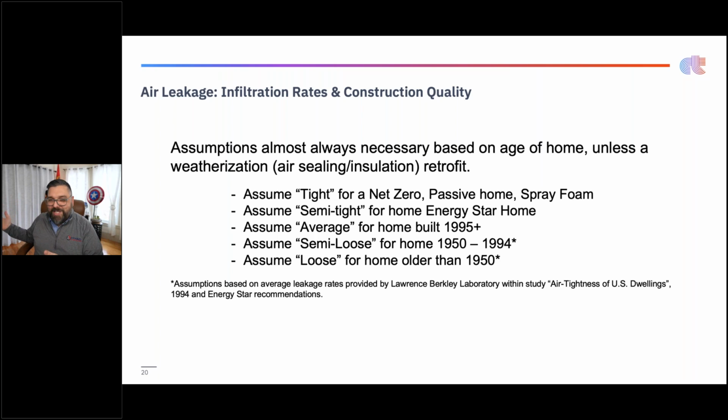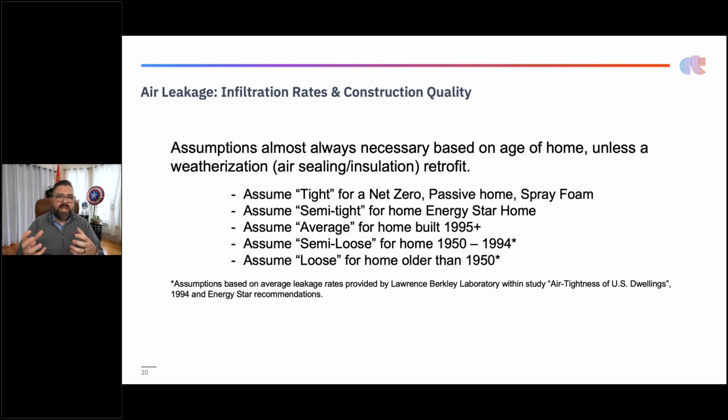Like my house before we did weatherization, right? It's semi-loose if it was built between 1950 and 1994. I know that's a broad range there. There's some things that happened in the 70s and the 80s when it comes to energy conservation, all right? Average for a home that's built 95 or newer. Semi-tight for an Energy Star home, and then of course tight for a net zero passive house.